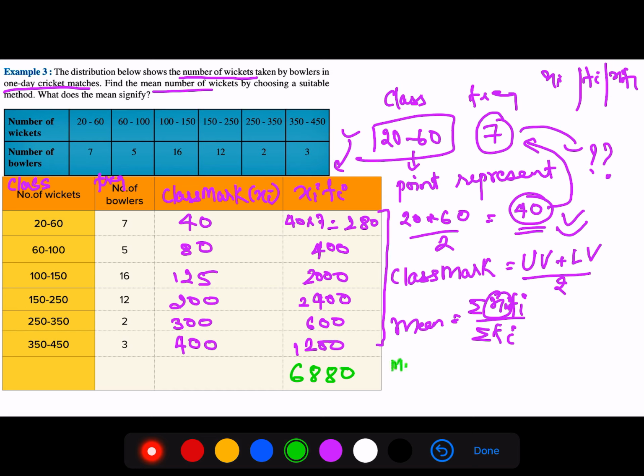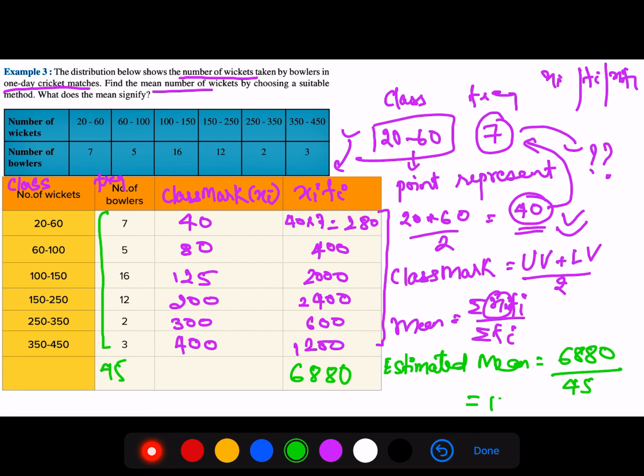So the mean, or rather my estimated mean, for this grouped data set will be 6880 divided by the sum of the frequencies, which is 45. This comes out to be 152.8. So this is our average. Now what does this signify? It means this is the average for this data set. On average, these are the number of wickets taken by bowlers.